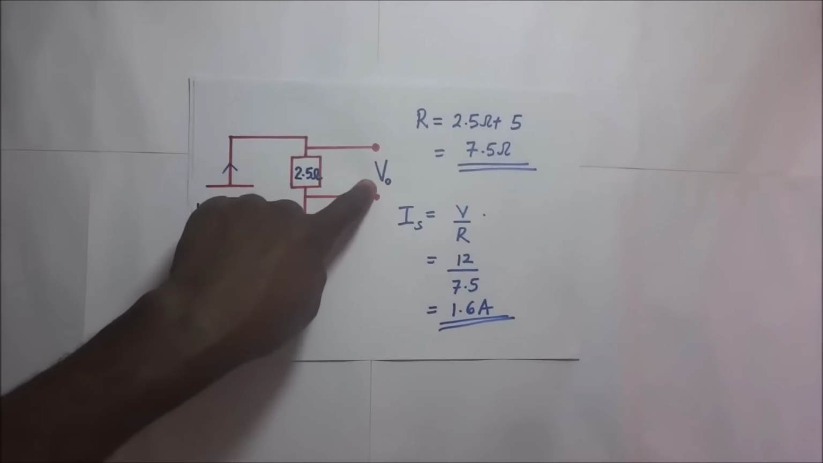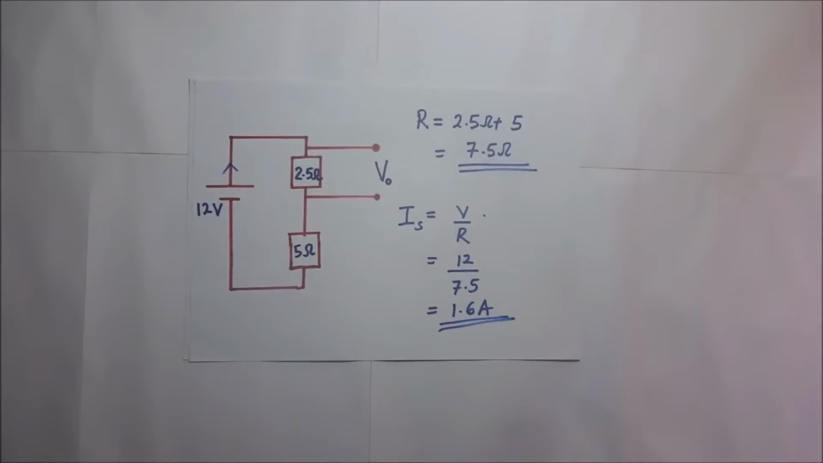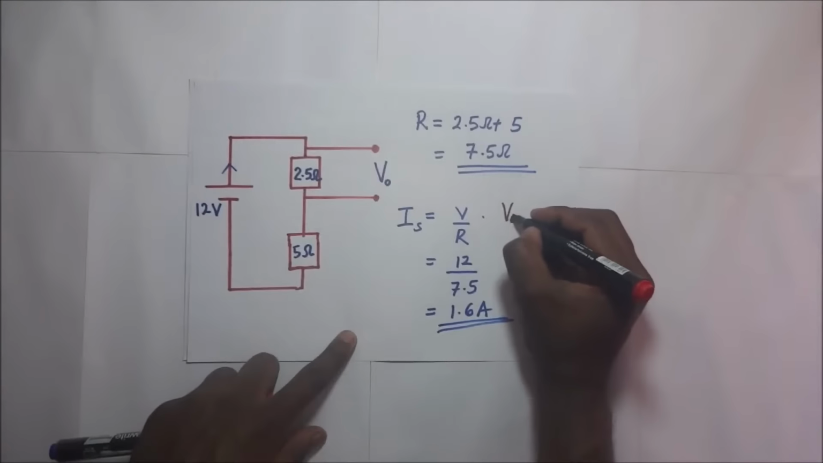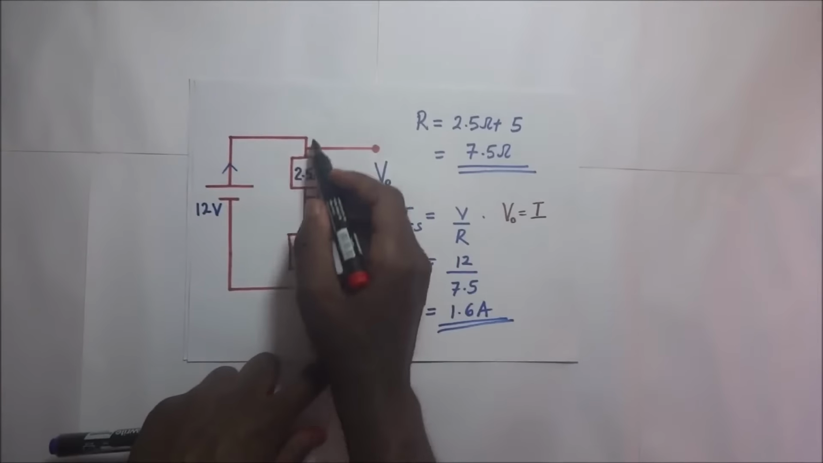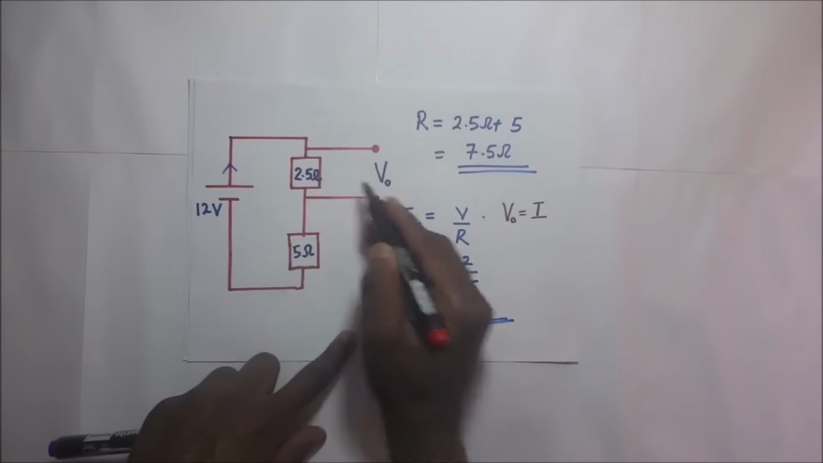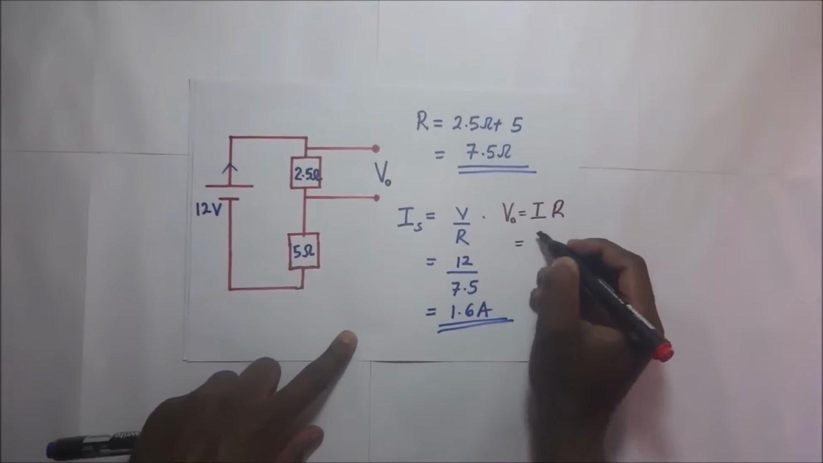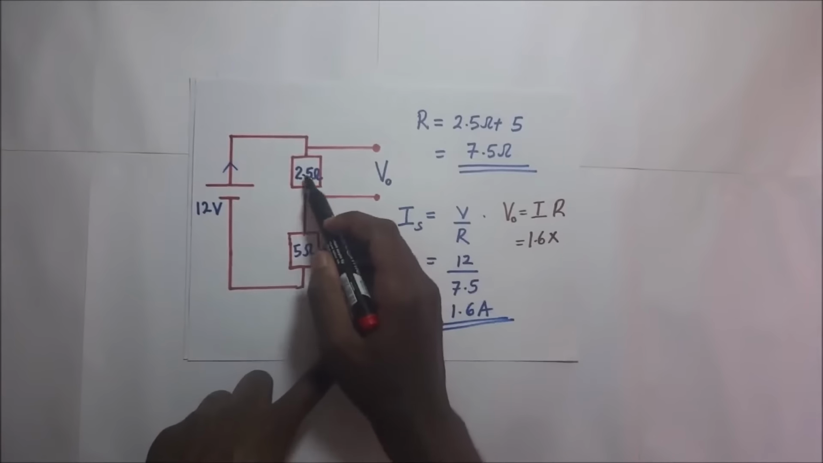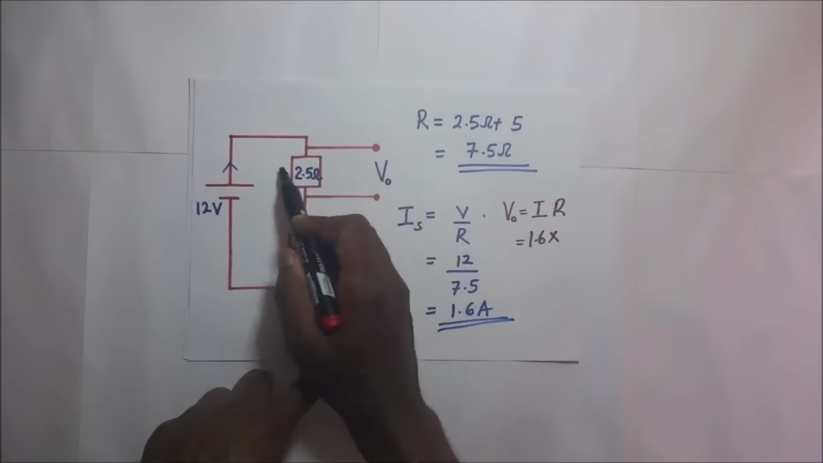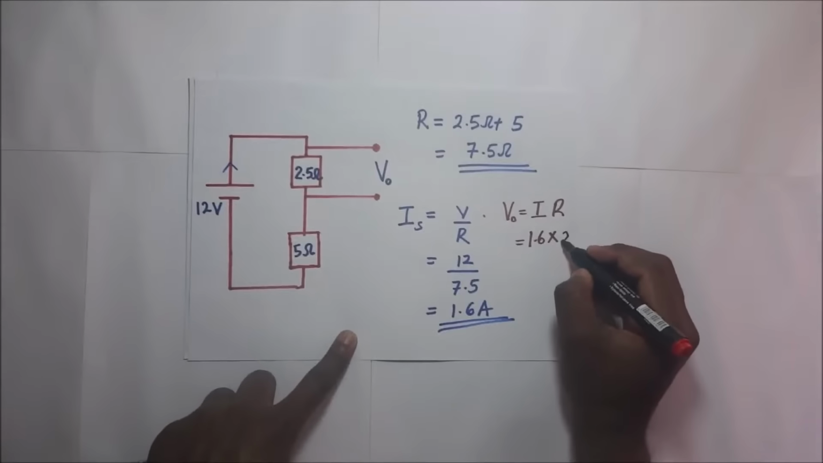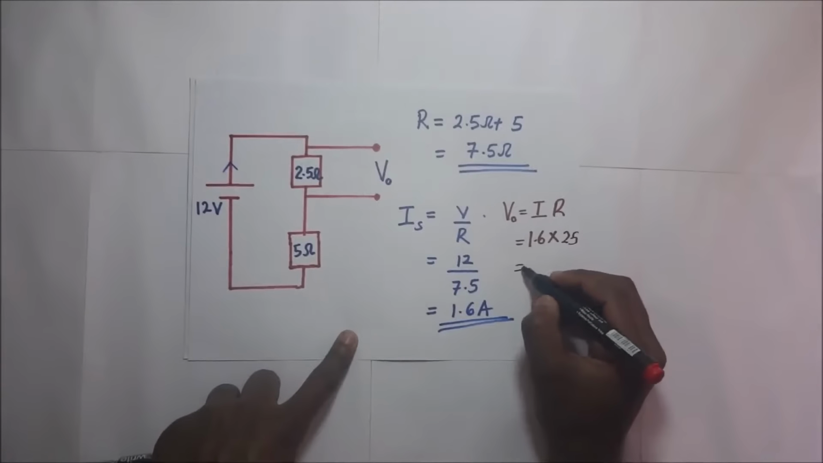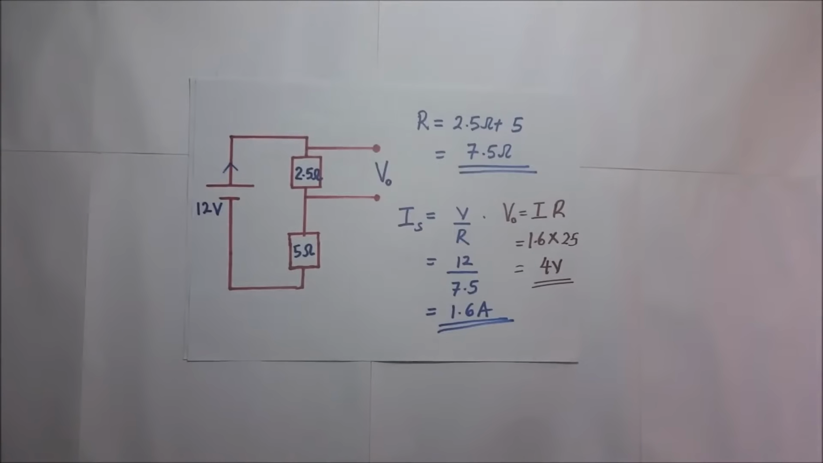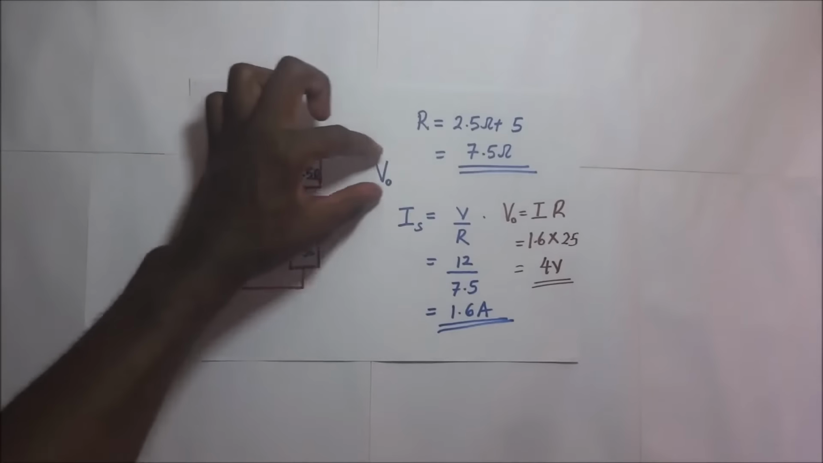So to find the voltage output right there, we shall say that the voltage output is going to be the current flowing through this times R. In this case, the current flowing is what we got here as 1.6. Multiply that by the effective resistance across that combination, which is 2.5, and definitely our answer there is 4 volts. So 4 volts is the output voltage at these terminals.